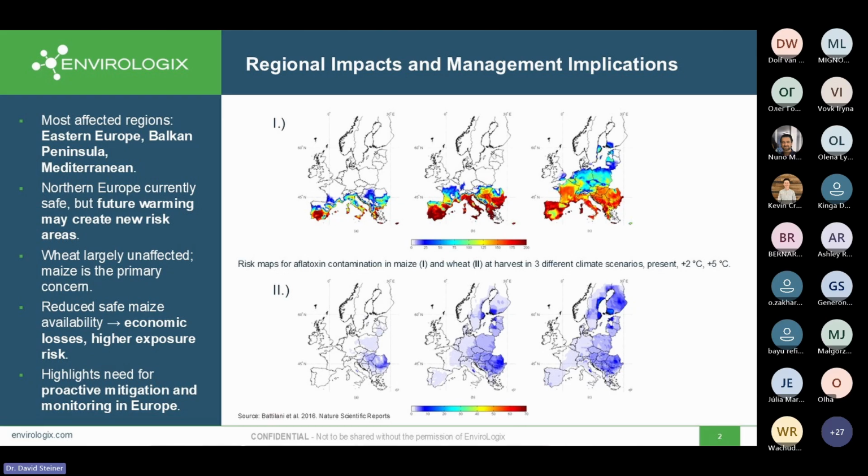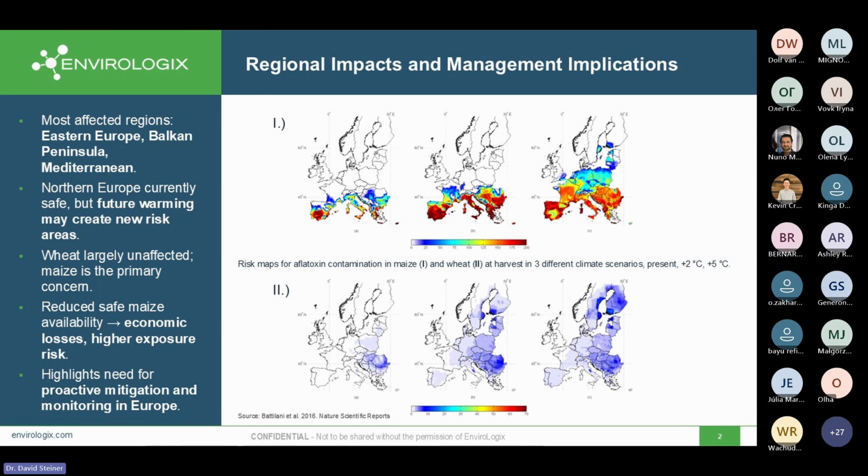A smaller, safe maize supply could also cause economic losses and greater exposure risk, highlighting the need for proactive monitoring and mitigation strategies across Europe.